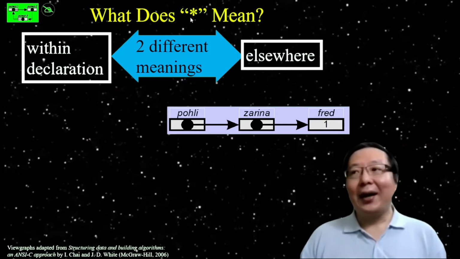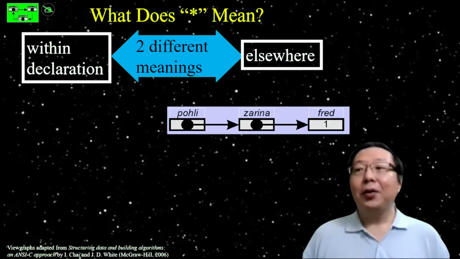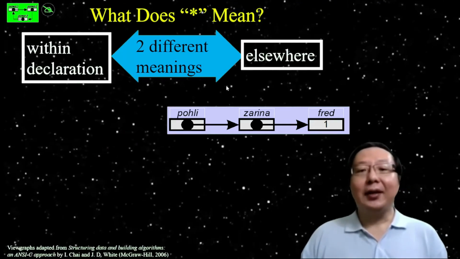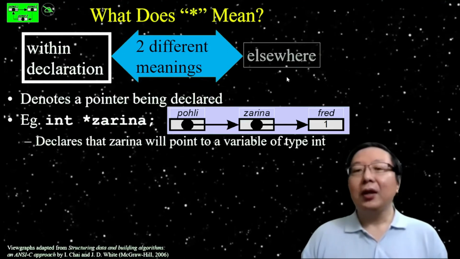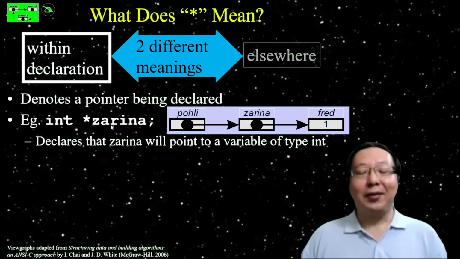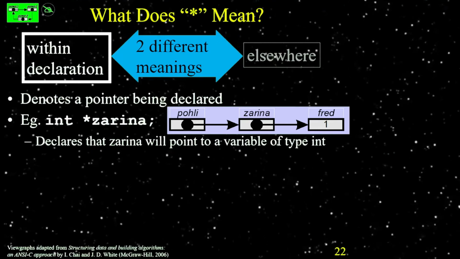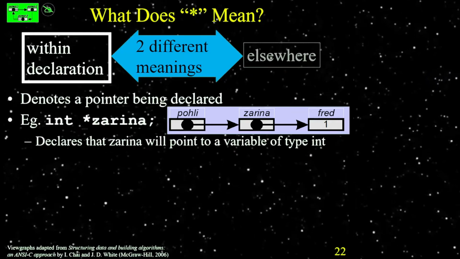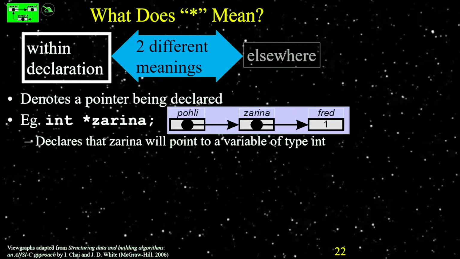What does star mean? Well, star actually has 2 different meanings. One is when you have it in a declaration. The other one is when you have it somewhere else than a declaration. When you have it in a declaration, for example, int star Zarina, this means that we are declaring a variable. The variable is of type pointer to integer. What Zarina can point to is an integer.